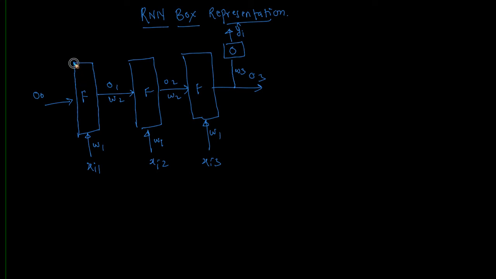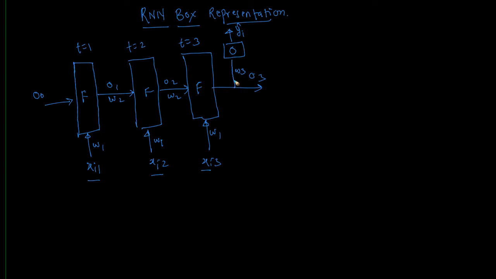Now the same layer unfolds over time. This was t equal to 1, t equal to 2, t equal to 3. And you see this yi hat is dependent on all of these words, this one, this one, this one. So we are retaining the sequence information. That's the crux of RNN, right?